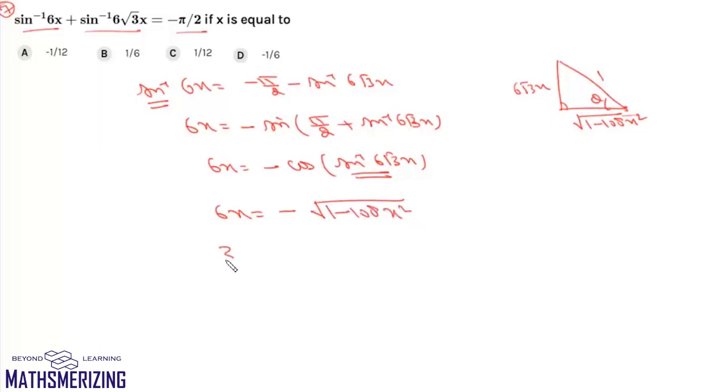Now we'll square it. We'll get 36x square equals 1 minus 108 x square. Now 36 plus 108 will be 144. So the value of x will be plus or minus 1 by 12. Now in this case, 6x is equal to minus this value, so x is clearly negative. So x cannot take a positive value. So the only value of x possible in this case is minus 1 by 12, and that's your option number A.